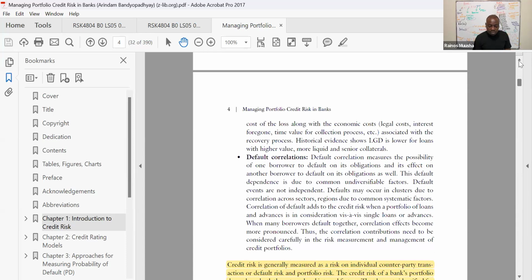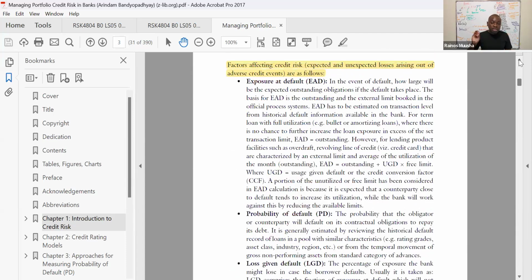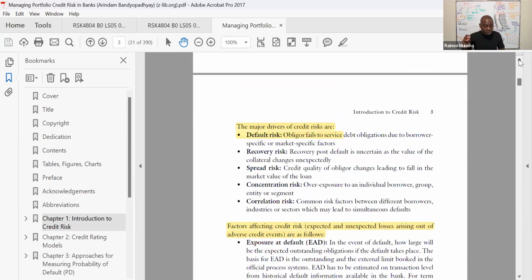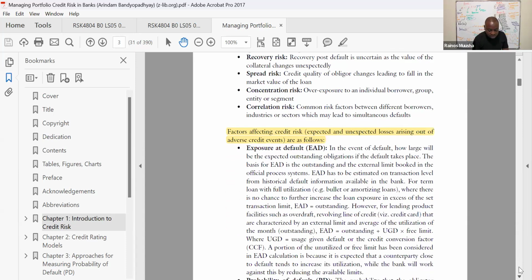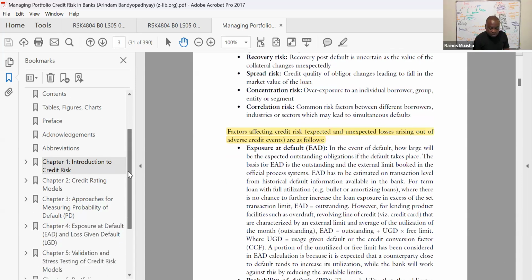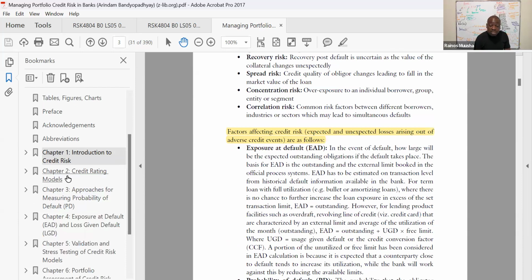Now, when it comes to these factors, I'm going to introduce you to a section which is going to be covered in more detail as we go through the curriculum as well. Because you see that when we look at this section, where we talk about exposure at risk, they are all looking at the calculation of the expected loss. And we're going to look at this in detail.